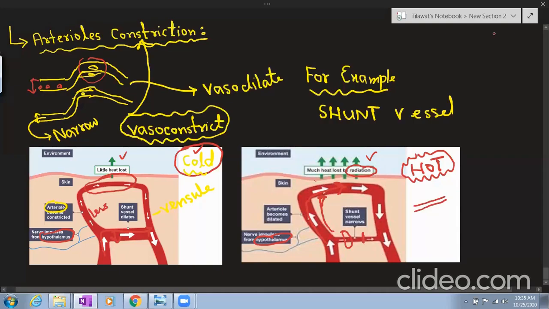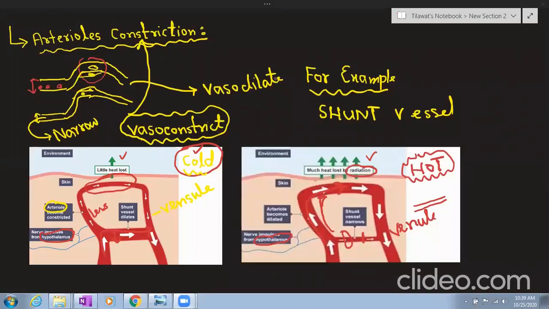Is it clear? So let's just write it here. Vasodilation, right? Vasodilation, and this is vasoconstriction. Vasoconstriction and vasodilation. Now I hope it's clear.